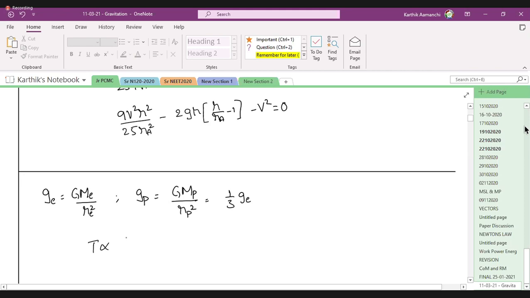So T is directly proportional to 1 divided by under root g. T2 is T1 times root 3, since g of the planet is g E divided by 3. So T2 is root 3 T1, which is 2 root 3 seconds.